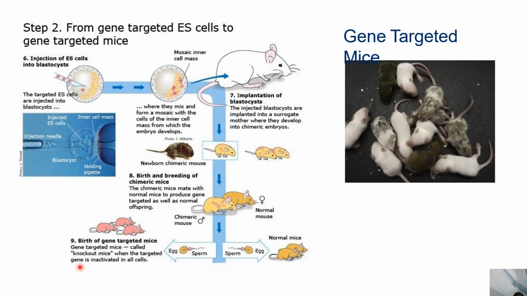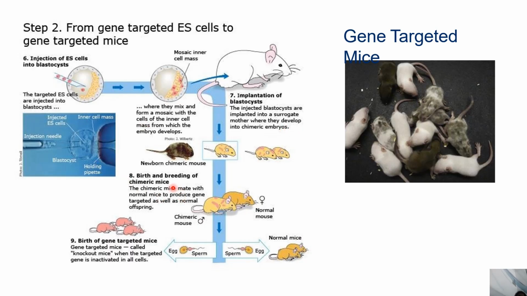Now, from gene targeted ES cells to gene targeted mice. After this, basically, the injection of ES cells into the blastocyst: targeted ES cells are injected into the blastocyst, into the inner cell mass, where they mix and form a mosaic with the cells of the inner cell mass from which the embryo develops. Then implantation of the blastocysts: the injected blastocysts are implanted into a surrogate pseudopregnant female mother where they develop into chimeric embryos.